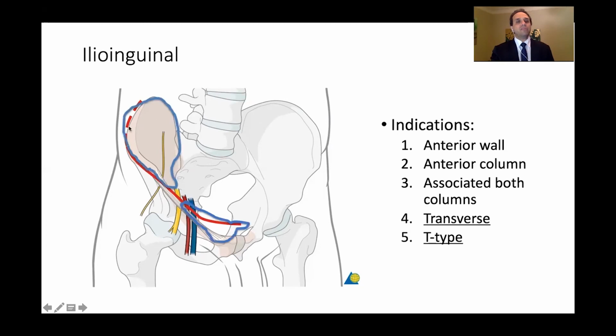And this is the lateral window in the iliac fossa. This is the medial window in the cave of Retzius, and there is a small window here in between. So these are the accessible parts that you can reach through an ilioinguinal approach.